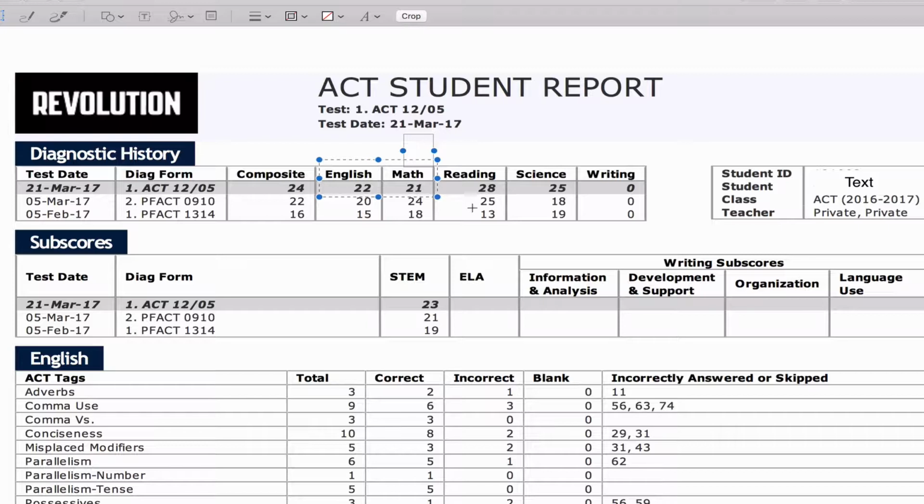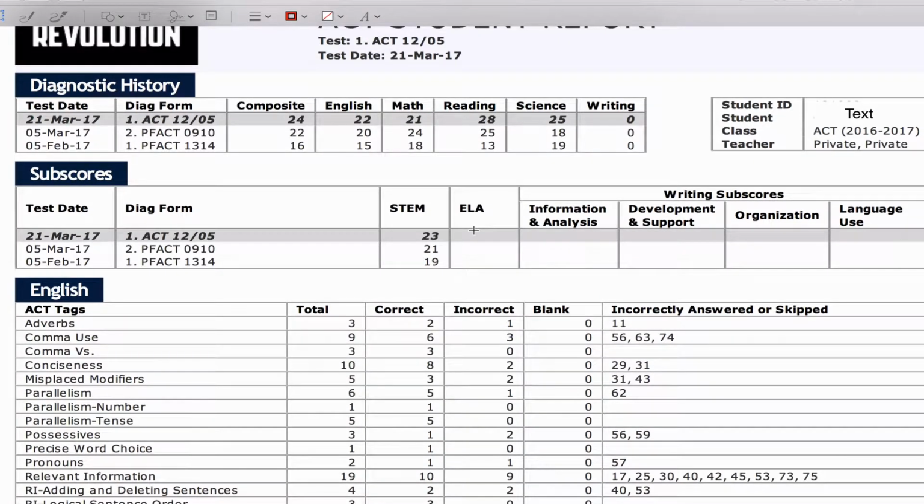Now, another thing I would point out is they did better on math once in the past. Now, on the ACT, they don't super score. They don't take your highest from each, so they won't just move that 24 up there. But we know that he has the potential to do better on math. And maybe with more work on grammar, he could do better there too. Now, let me show you some of the analysis that we get into.